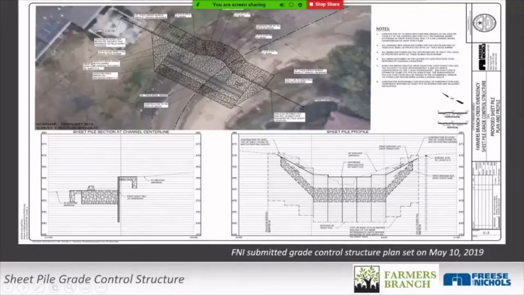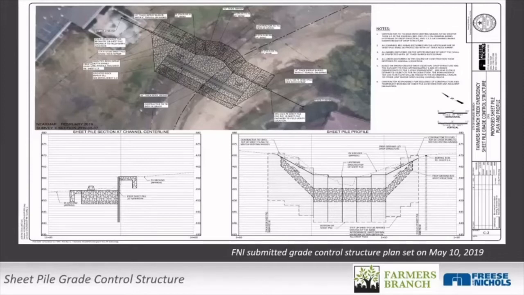The first element I'm going to talk about is the sheet pile grade control structure. This was the highest priority element because it was meant to stop the head cut. We knew that as the head cut continued to progress, it could cause additional damage to public property and to private property. And that was our highest priority.